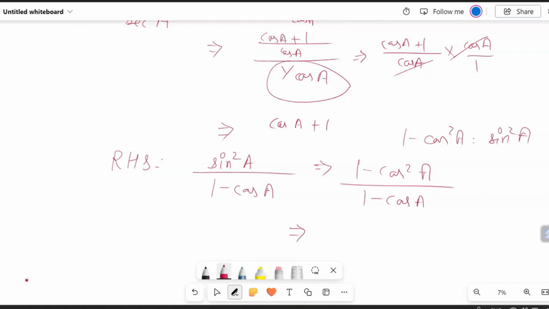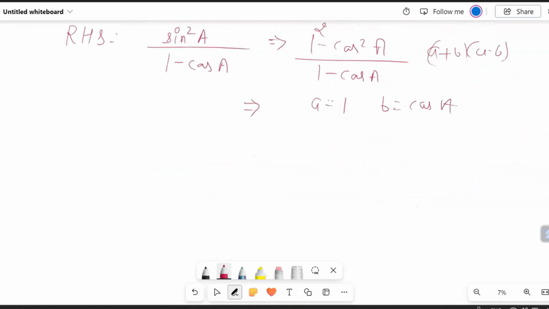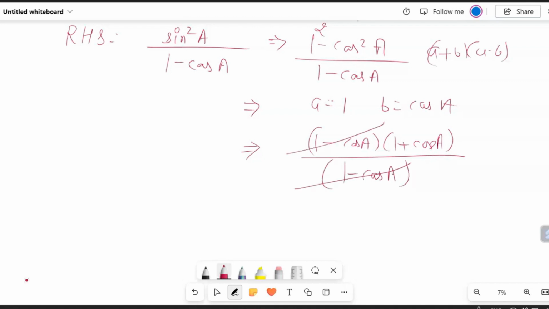Whenever you see such kind of things, you have to use the square like that, 1 square. So here this is your A plus B, A minus B property. Why? Because it is written here A square minus B square, where A is equal to 1 and B is equal to cos A. So we can use this identity, A plus B, A minus B. So it means (1 minus cos A)(1 plus cos A). In the denominator also there is 1 minus cos A.